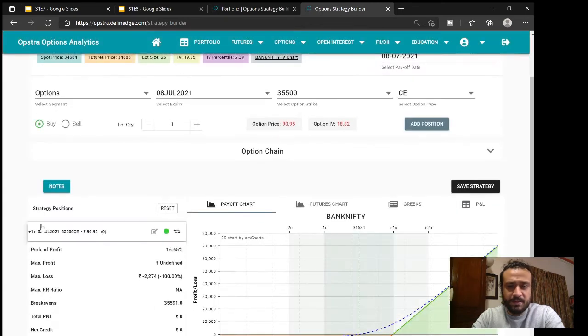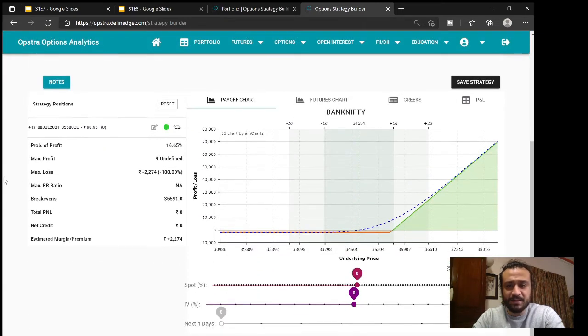It computes quickly and it comes to your position, right? So if you remember the charts that I showed you, it's giving a very similar chart here, right? The dotted line is the spot price of the Bank Nifty, right? And this is how the payoff chart will look on the day of expiry, right?